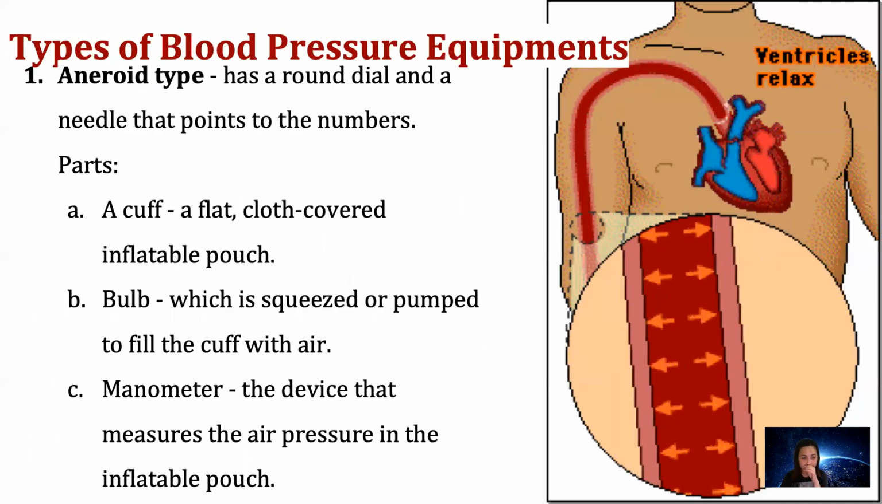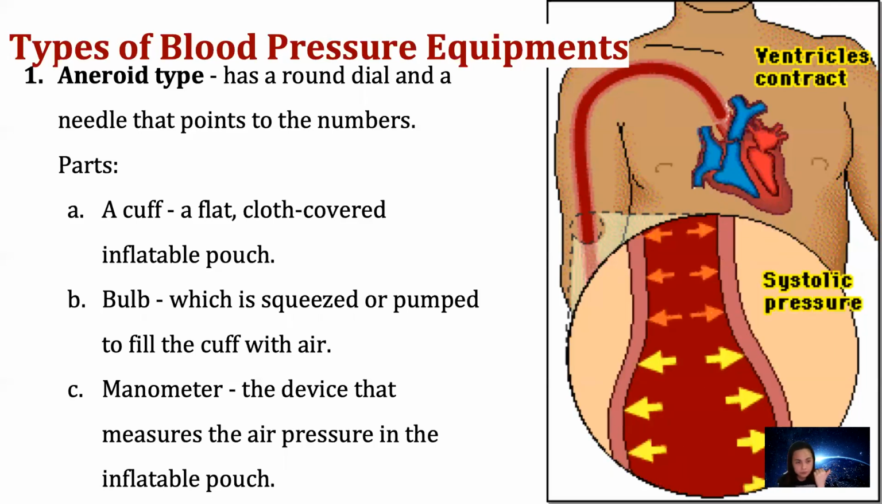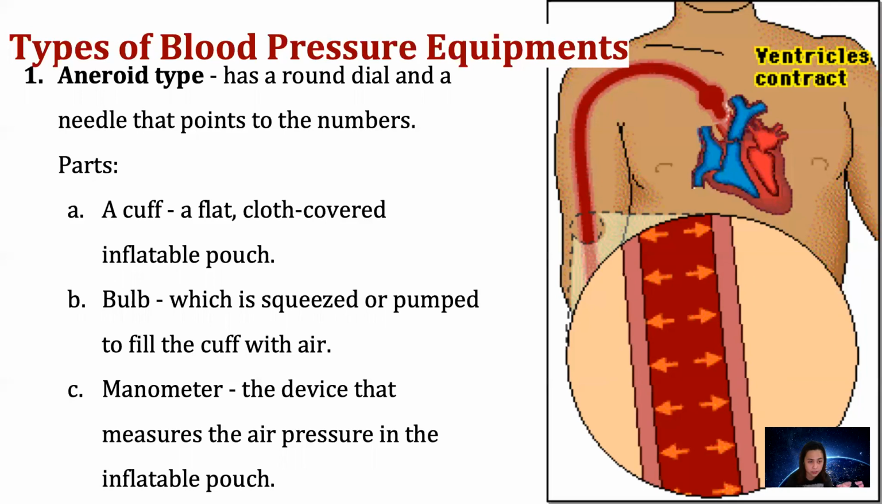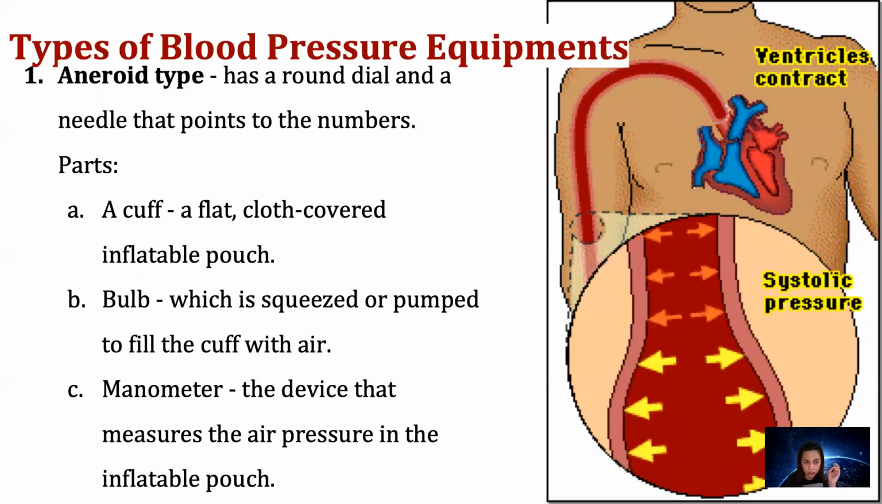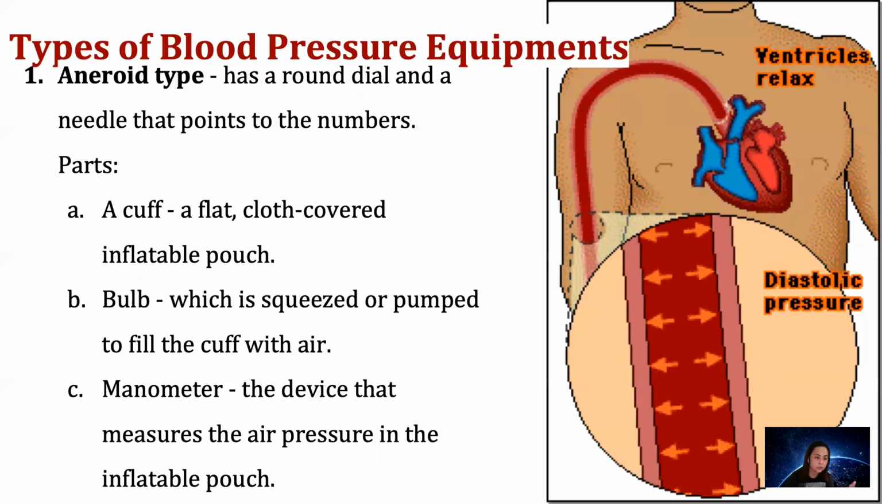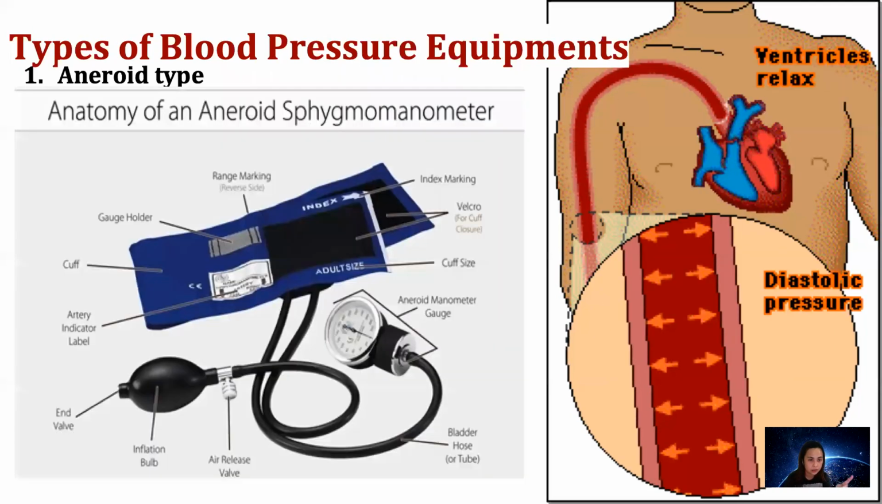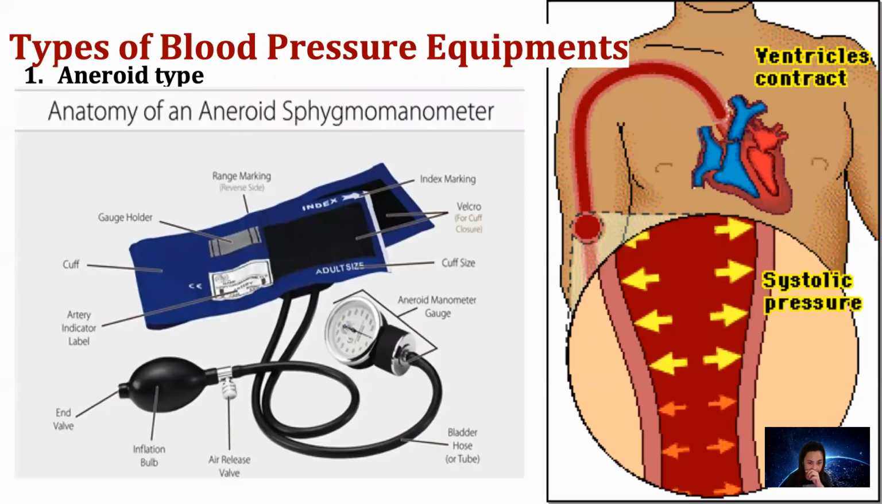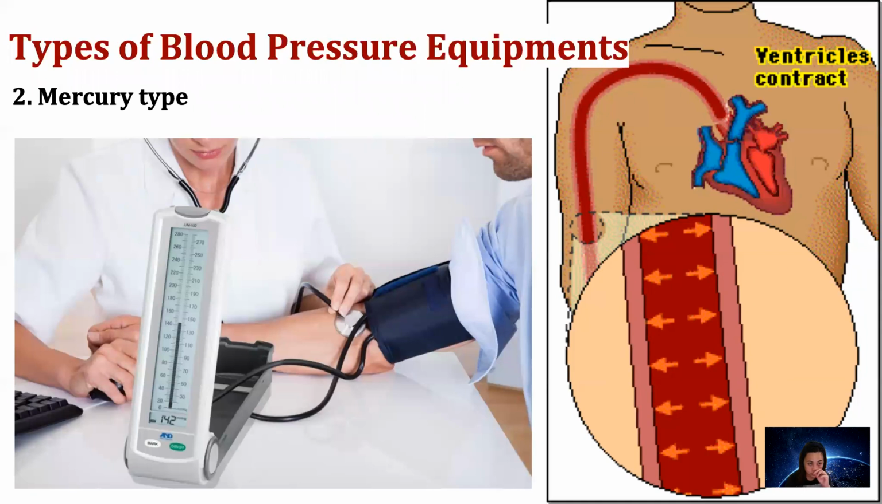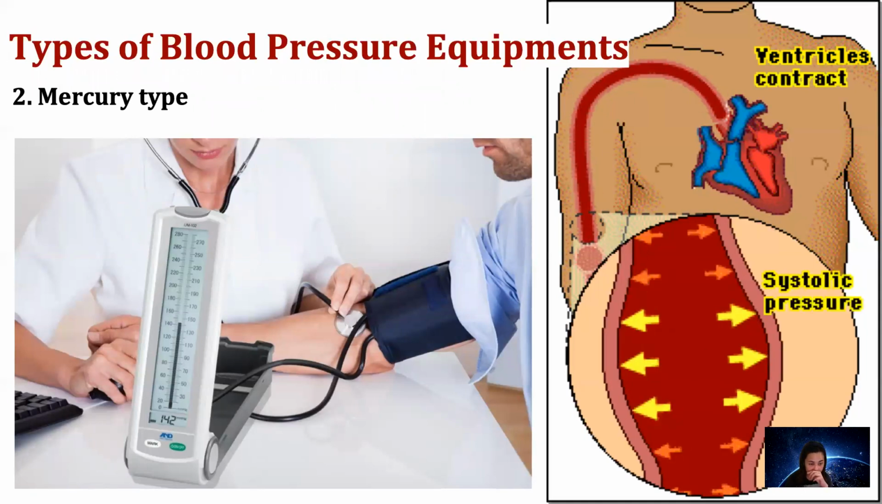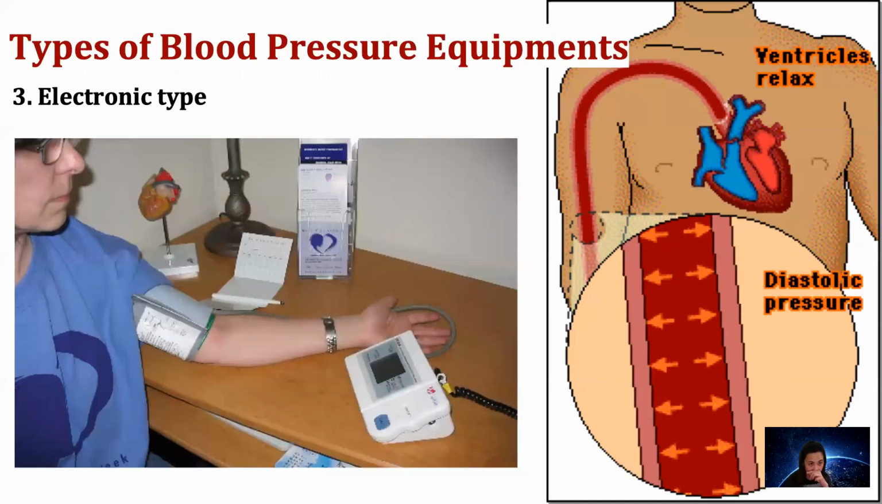So we have different types of equipment that we are using in checking of blood pressure. We have the aneroid type. So ito yung gagamitin natin, yung manual type. They have different parts of this aneroid type. You have the cuff, you have the bulb, you have the manometer. So ito yung mga parts niya. We have the mercurial type, which is not used nowadays because it's dangerous.